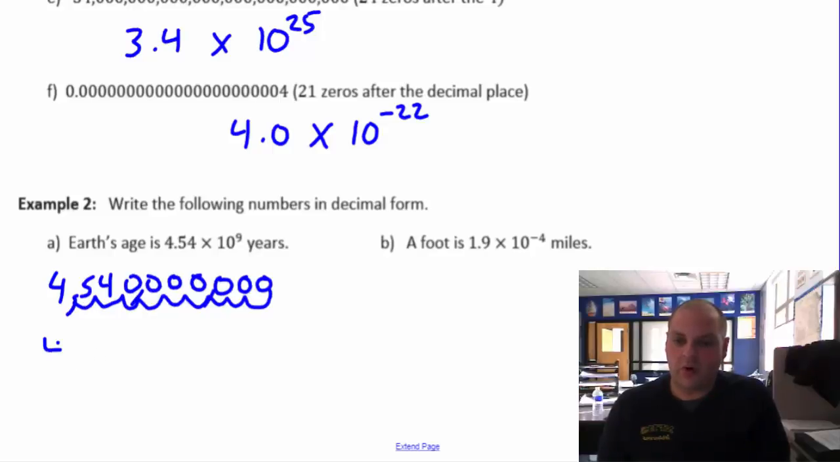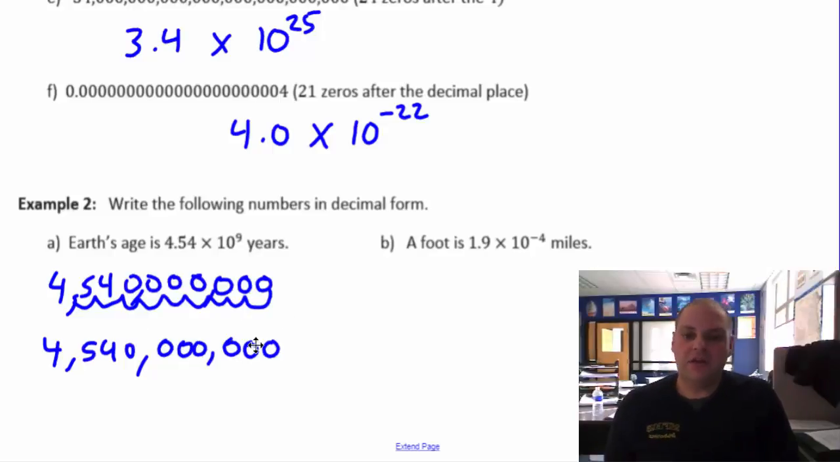So it's going to be 4,540,000,000 years old.